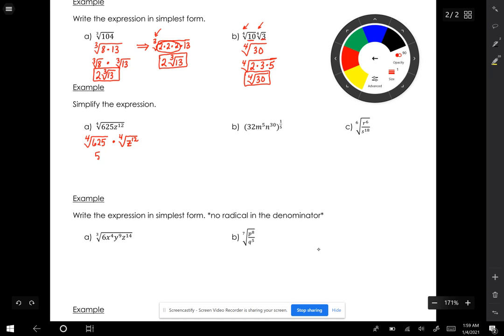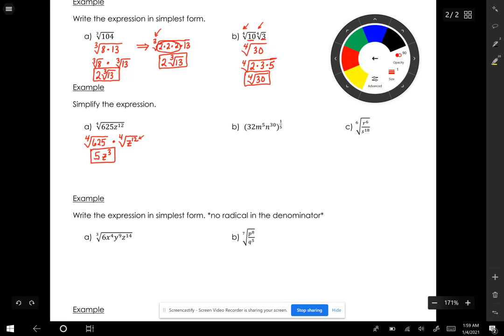So what number multiplied by itself 4 times gives you 625? It's 5. So whenever you have a variable, all you do is you take this exponent right here and divide it by the index. So 12 divided by 4 is 3. So it'd be z to the third.